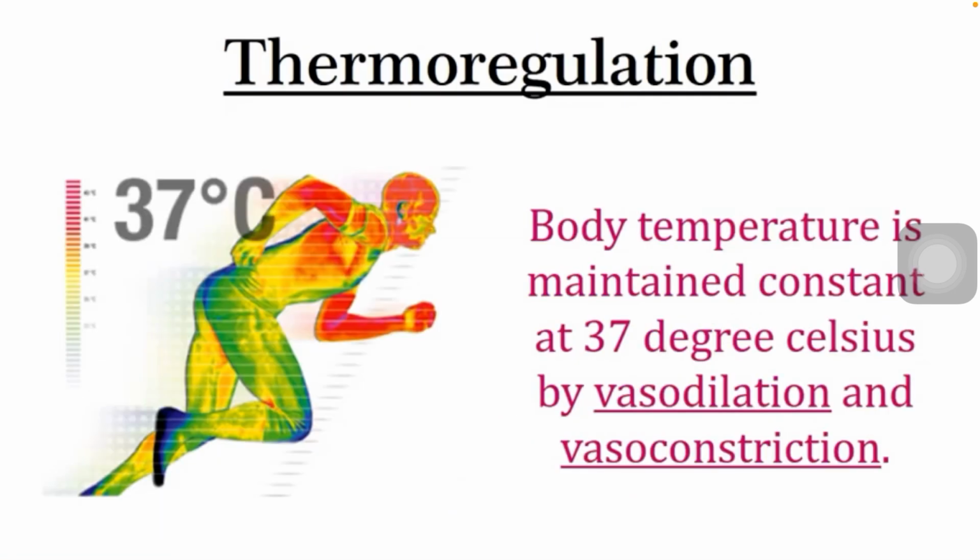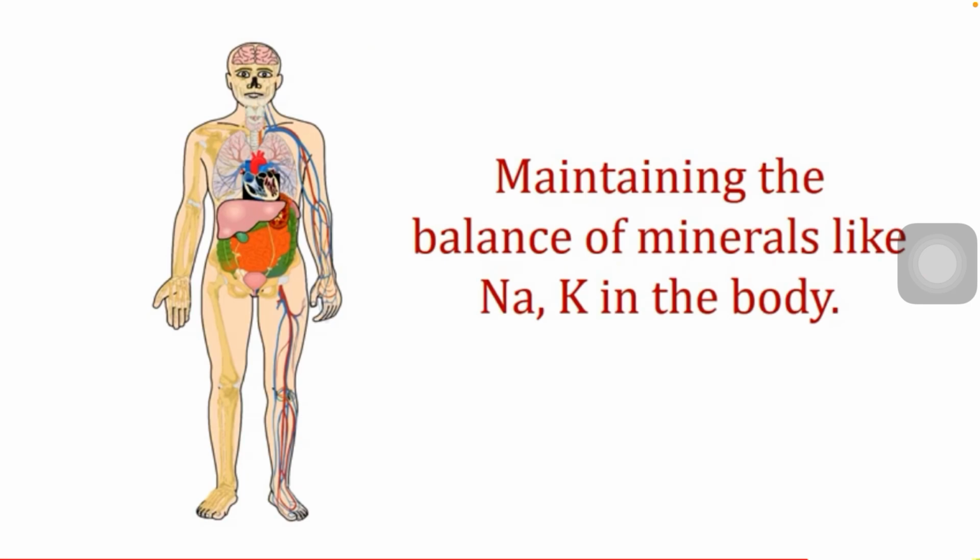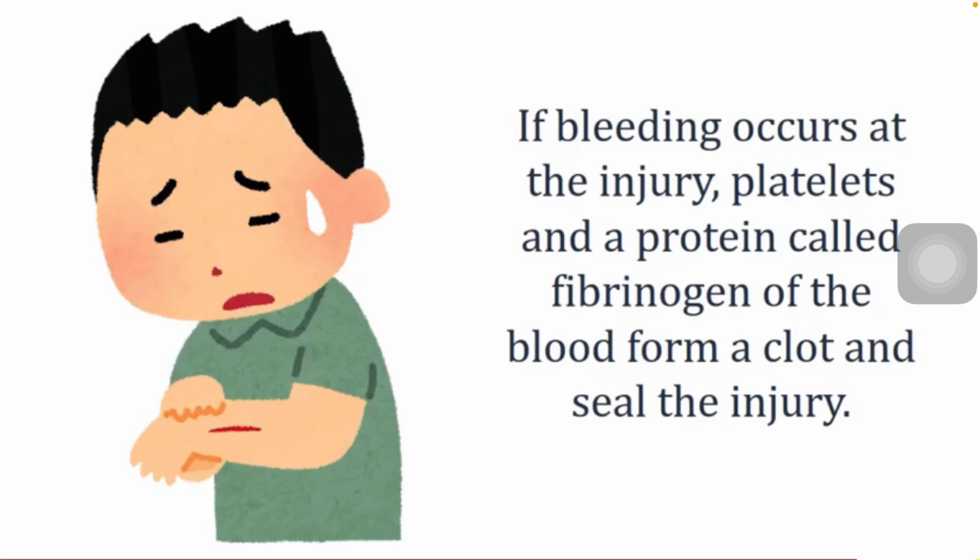Next is thermoregulation. Body temperature is maintained constant at 37 degrees Celsius by vasodilation and vasoconstriction. Maintaining the balance of minerals like sodium and potassium in the body. If bleeding occurs at an injury, platelets and a protein called fibrinogen of the blood form a clot and seal the injury.